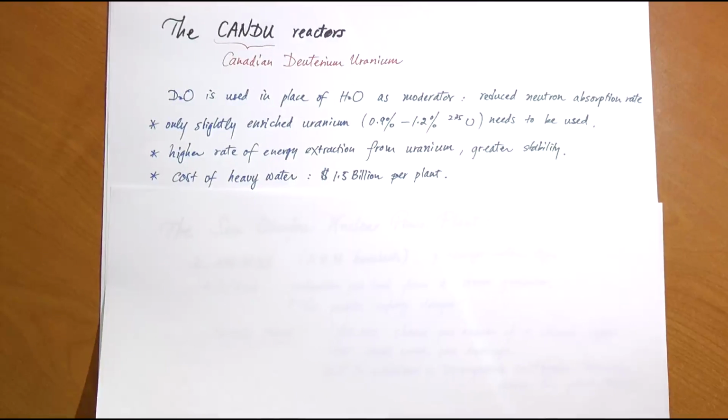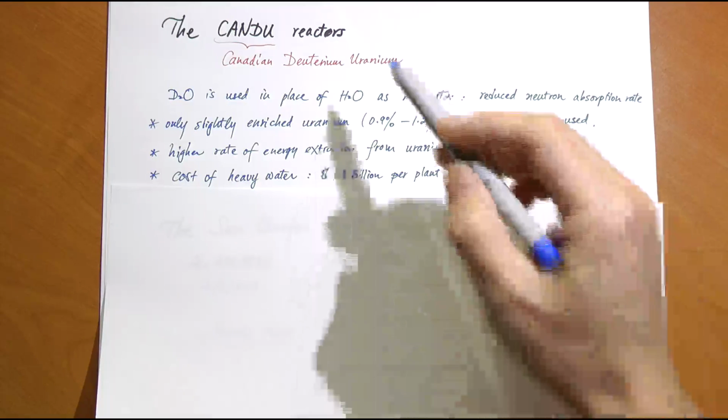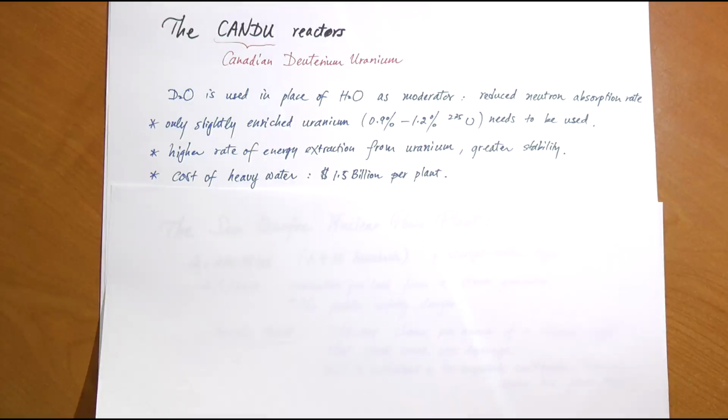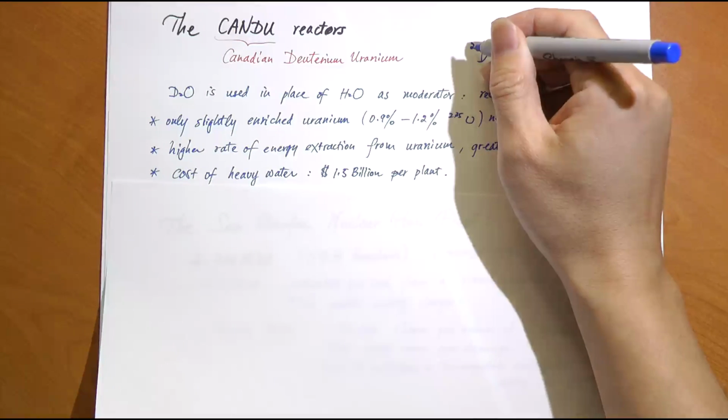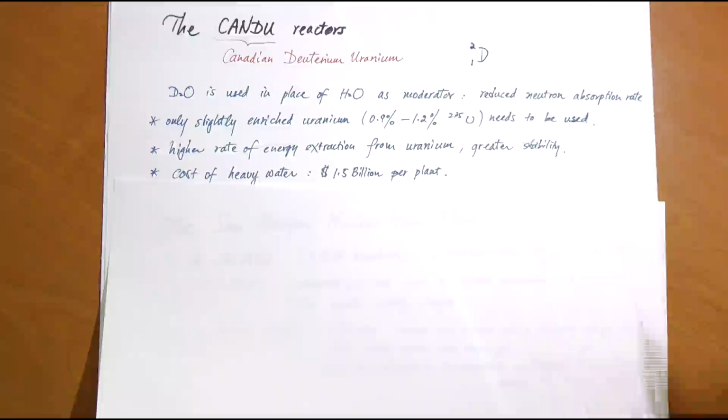Another common type of nuclear reactors is the one designed by Canada. It's called CANDU reactors. It's unique because they use heavy water instead of light water. CANDU stands for Canadian Deuterium Uranium. Deuterium, as you know, is an isotope of hydrogen. It's got two nucleons, including one proton and one neutron. So that is a rare isotope of hydrogen. So they use heavy water D2O instead of regular water H2O as a moderator.